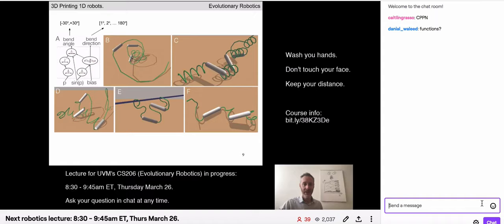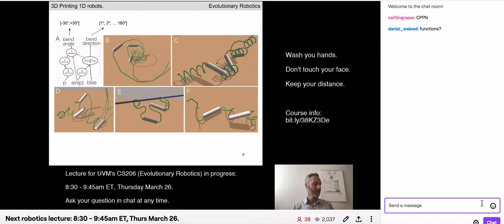They're also supplying a second input value, a bias. Remember, this is just a single constant value that's being fed into the neural network. And then they also supplied a third input value, which is the sine of P. You can probably guess that that's a pretty strong hint that the investigators are trying to give to the evolutionary algorithm to produce regular patterns along the length of the robot, like these repeating spirals you can see in panel C.